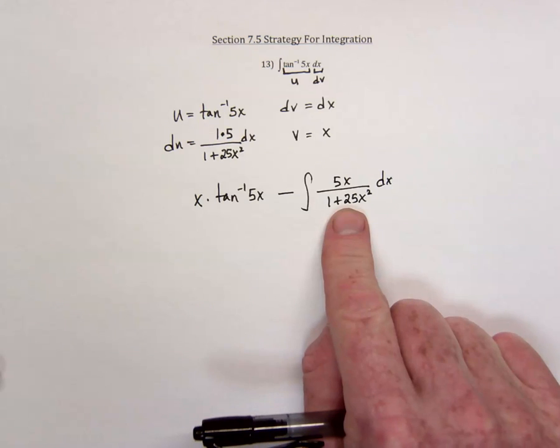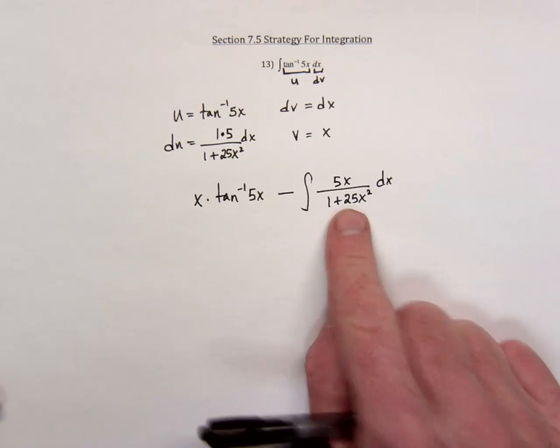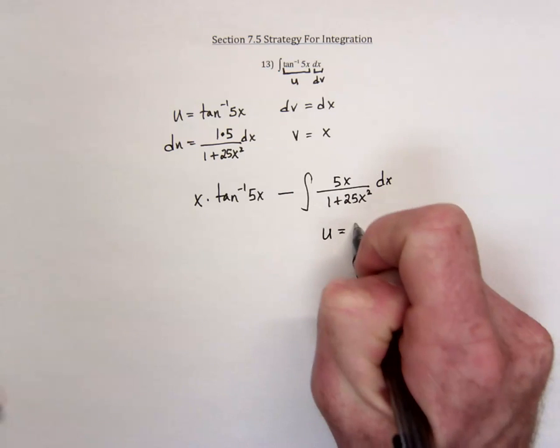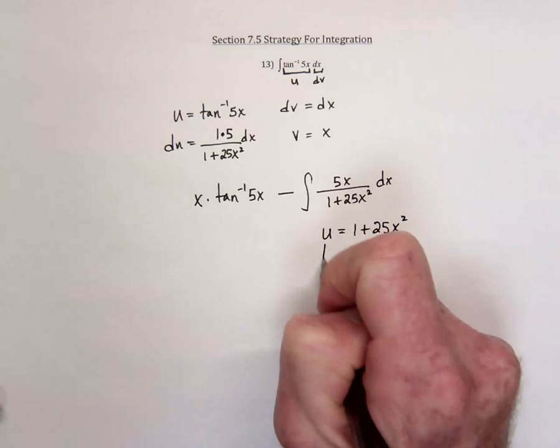So that would be a 5x for the numerator, and 1 plus 25x squared for the denominator. And now we can integrate this one with a pretty straightforward u substitution. Let u equal the denominator, so let u equal to 1 plus 25x squared.